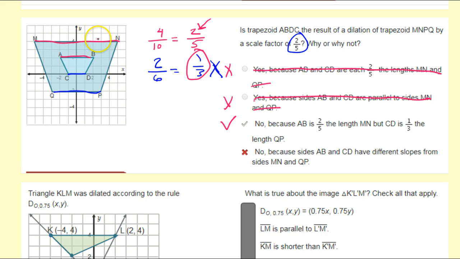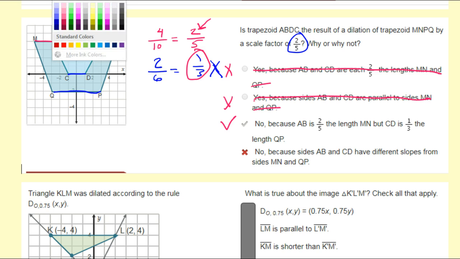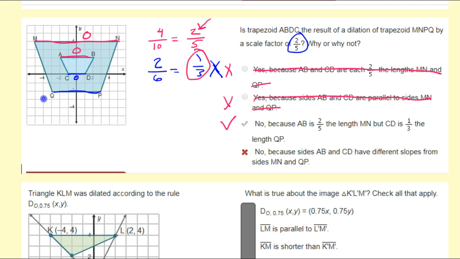Okay, so the slope of this line is 0 because it's horizontal. The slope of this line is also 0. It's horizontal. The slope of this line is 0. The slope of this line is 0. They're all horizontal. They all have the same slope. Okay, they don't have different slopes. So that's why this is definitely not the right answer.